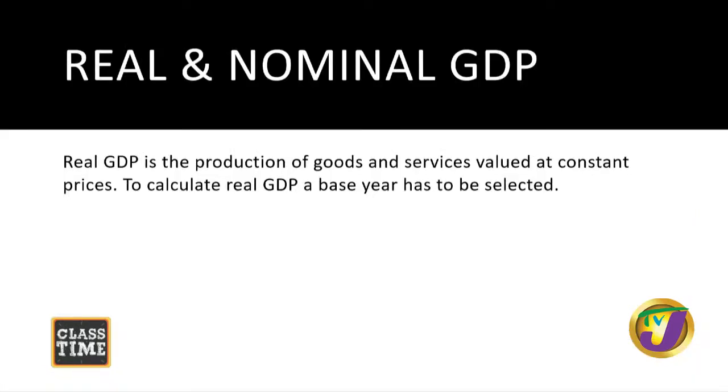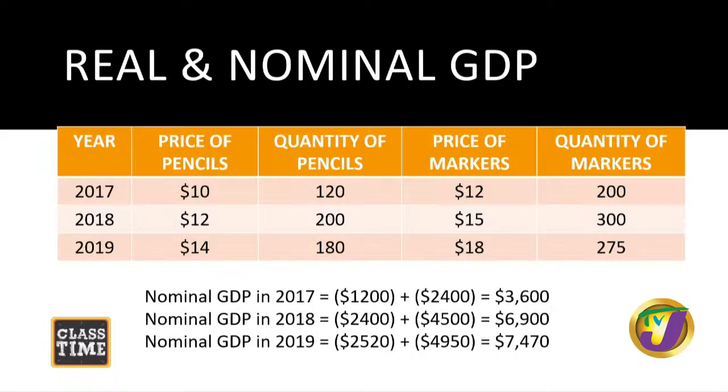So when we look at real GDP, it looks at constant prices because typically we're focusing on a base year. In order to determine real GDP, we select a base year, and I'm going to give you an example of this. Now in this example, the years are 2017, 18, and 19. Jamaica is producing pencils, and we are also producing markers. We're selling pencils in 2017 for $10, and we're selling markers in 2017 for $12. How would you calculate our GDP in 2017?